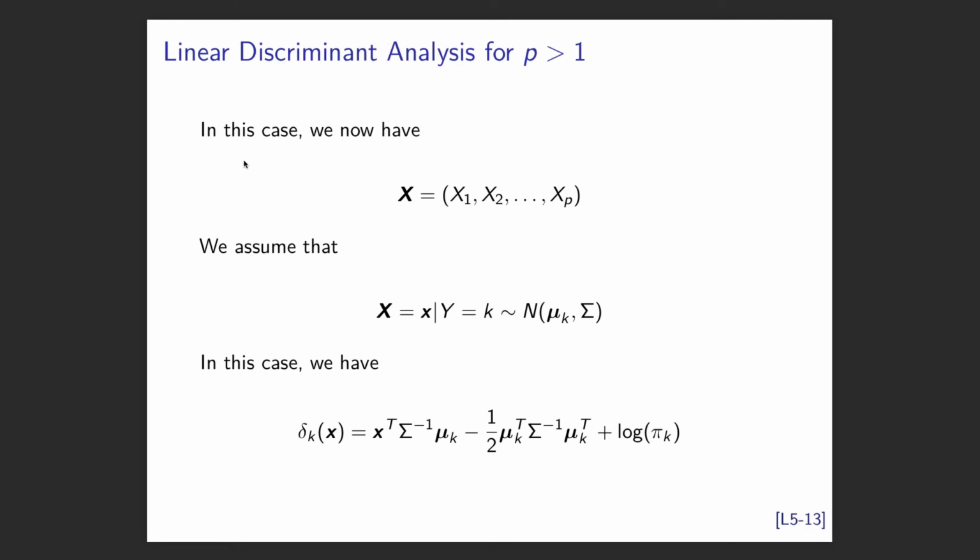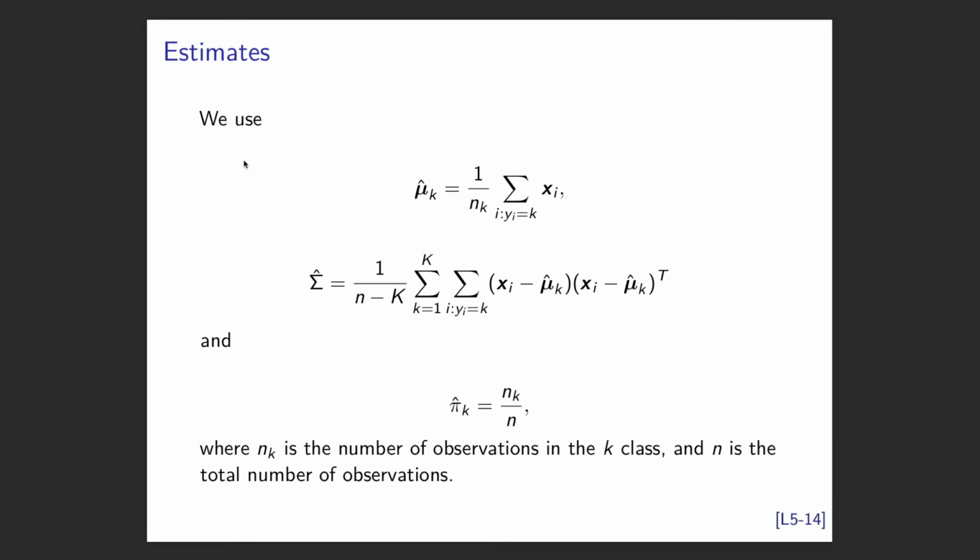So again, now you will put in vectors, but it will return a scalar. You would look at the value of each one, and you would assign the class. So you do this calculation for every class for the point you're trying to predict. And you would assign to the class that gives the largest value. And to do that, we're going to need an estimate of mu k, an estimate of sigma, and an estimate of the proportions.